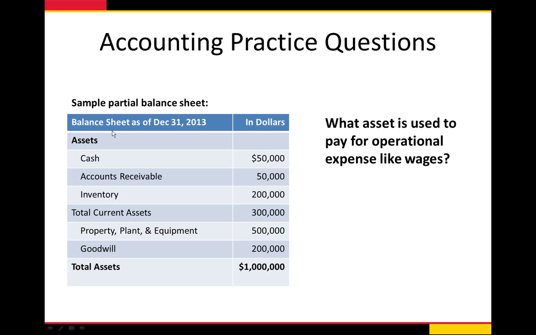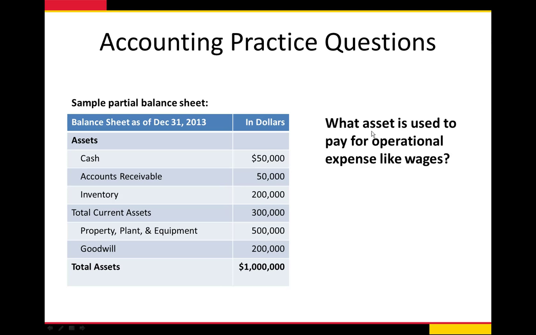If I give you a partial balance sheet, here's assets: cash, accounts receivable, inventory, total current assets, property, plant, and equipment, goodwill, and total assets of $1 million. If I ask you a conceptual question, you might start getting distracted by all these things, but I'm asking: what asset is used to pay for an operational expense like wages? I'll give you a minute to think about it.